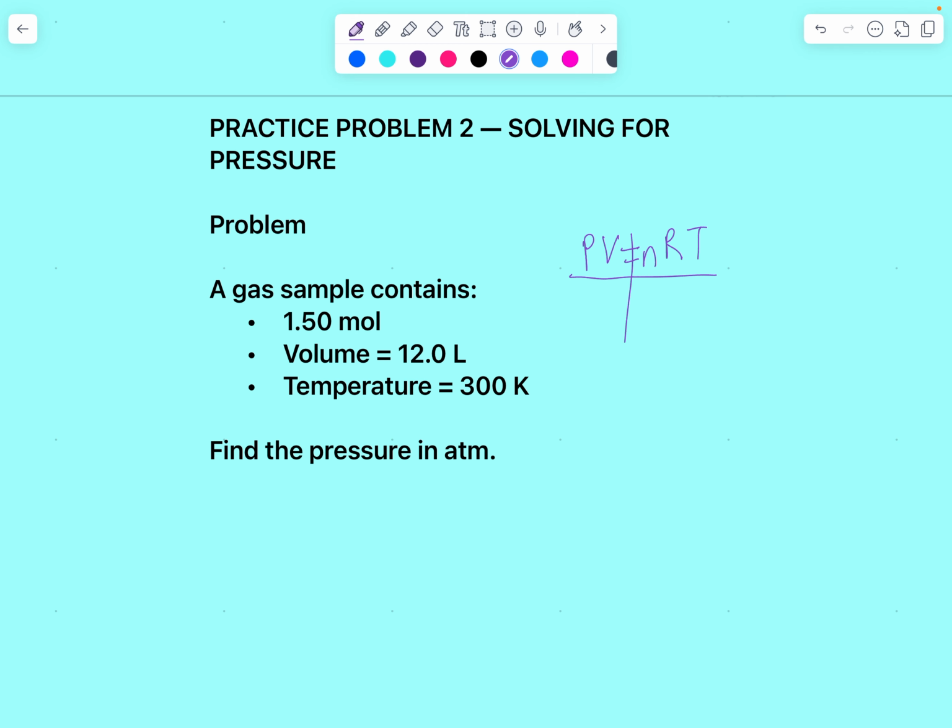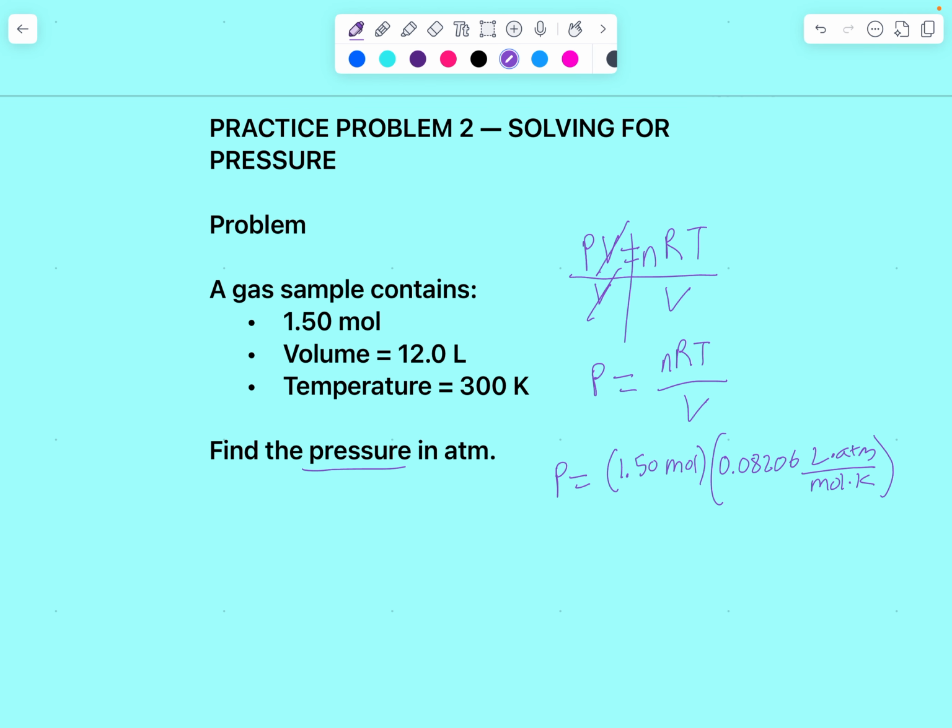I'm going to divide both sides by volume, because I want to know what P is equal to. I want P all by itself to find the pressure. So I have nRT all over V. So pressure is equal to the n, which is 1.50 moles, times the R constant, 0.08206 liters times atm, all over mole times K, right?